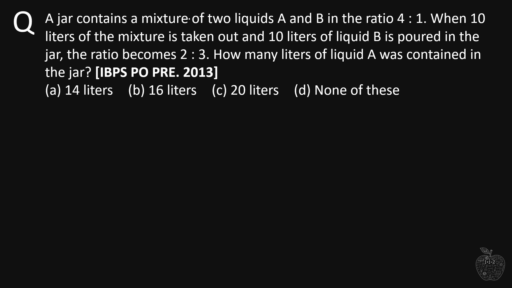A jar contains a mixture of two liquids A and B in the ratio 4:1. When 10 liters of mixture is taken out and 10 liters of liquid B is poured in the jar, the ratio becomes 2:3. How many liters of liquid A was contained in the jar?